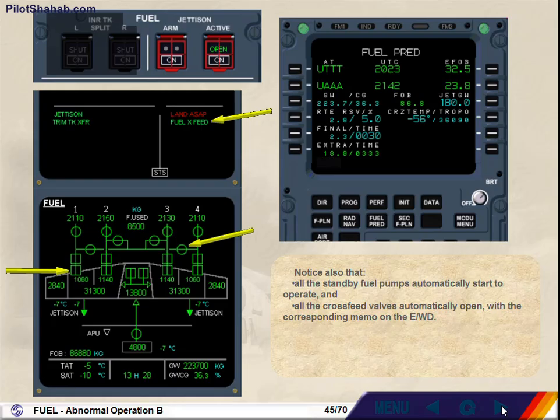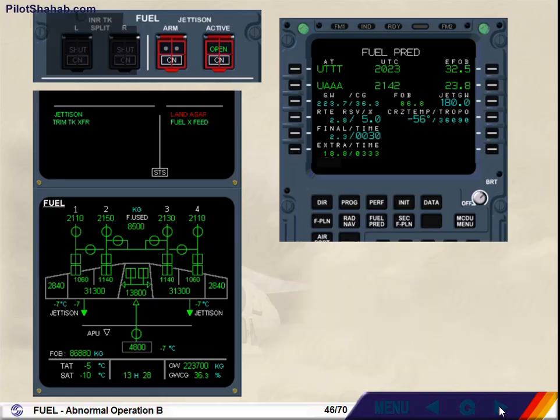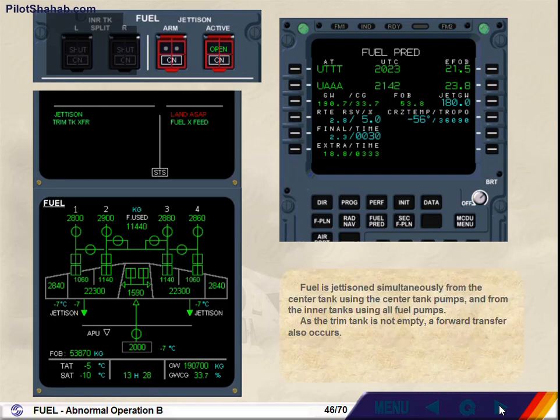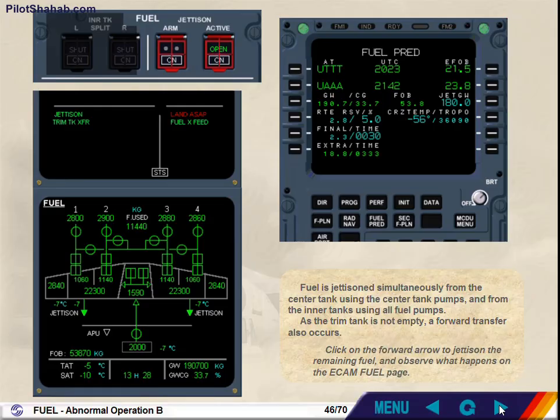Click on the forward arrow and monitor the ECAM fuel page and the MCDU. Fuel is jettisoned simultaneously from the center tank using the center tank pumps and from the inner tanks using all fuel pumps. As the trim tank is not empty, a forward transfer also occurs. Click on the forward arrow to jettison the remaining fuel and observe what happens on the ECAM fuel page.